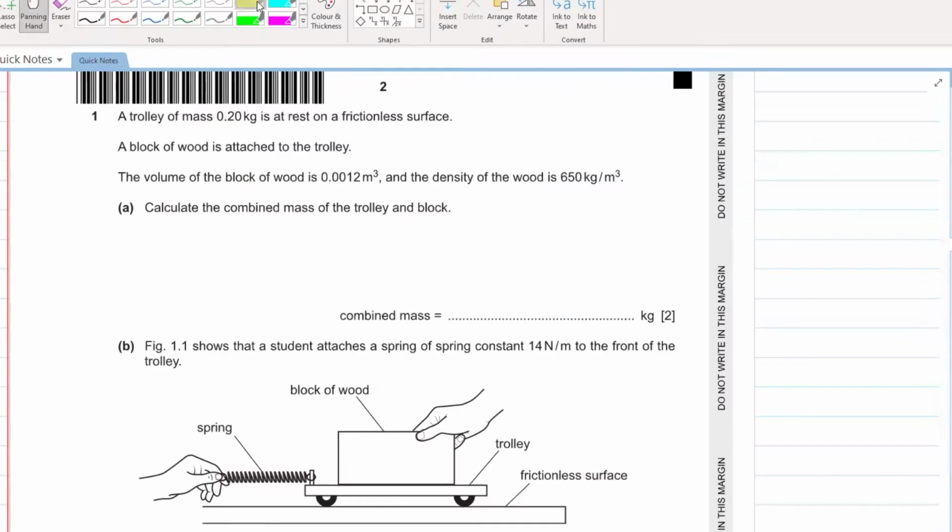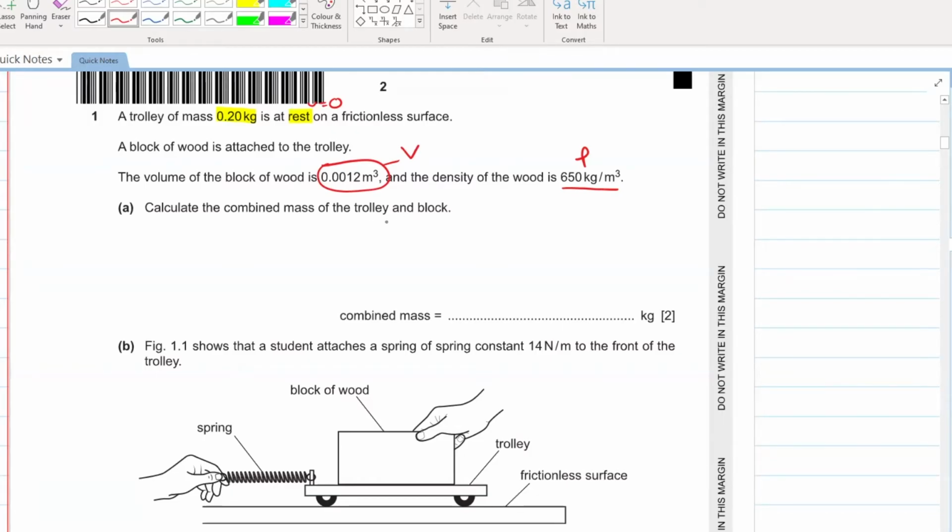Chalo, let's start. A trolley of mass 0.2 kg is at rest, so your initial velocity is 0 on a frictionless surface. We will do the complete paper. A block of wood is attached to the trolley. The volume of the block of wood is this, and the density of the block of wood is this. Calculate the combined mass of the trolley and the block.